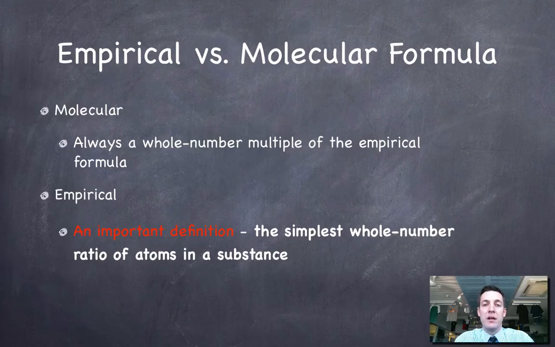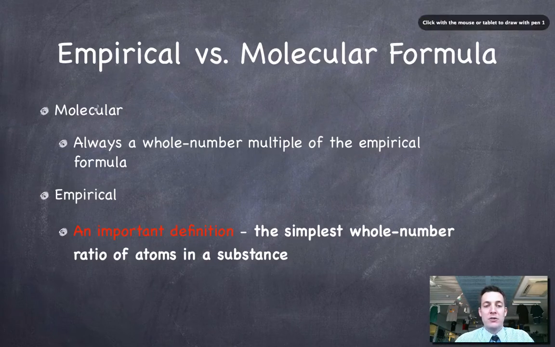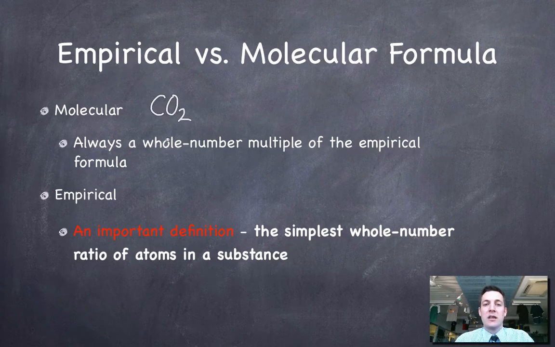Now, a molecular formula, which can only really apply to a covalent substance, because only covalent substances have molecules, but you could have the formula of an ionic substance too. Molecular formula tells us about the exact number of atoms in one molecule. So for example, if I choose carbon dioxide to illustrate this, the exact number of carbon and oxygen atoms in one molecule of carbon dioxide is 1 carbon and 2 oxygens.